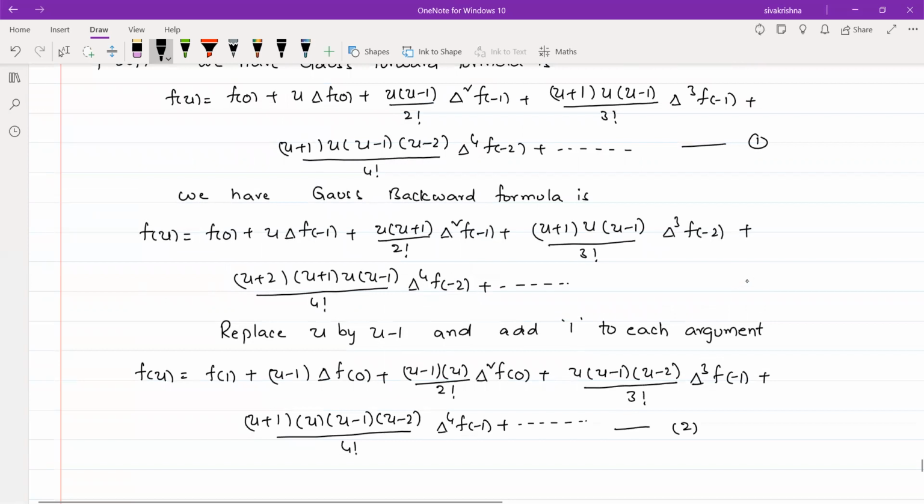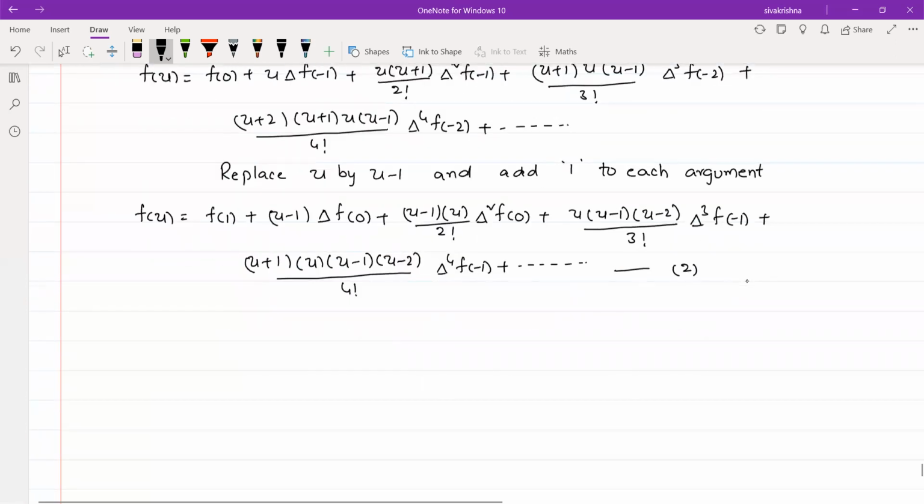One is Gauss forward formula and the second one is Gauss backward formula. Of course, in Gauss backward formula, we have made two changes. One is we have replaced u by u minus 1, and also we have added 1 to each argument in the Gauss backward formula. Okay, so now we have to take the mean of equation 1 and equation 2, like in Stirling's formula.